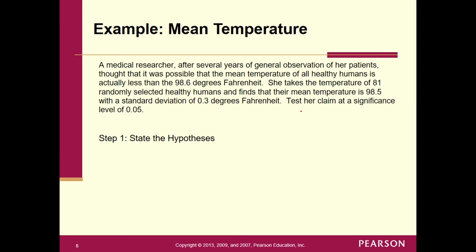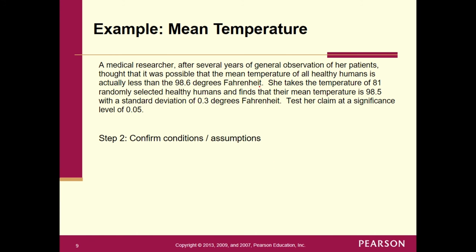Okay, so step one, state the hypotheses. And so here, H sub A is what? Mu is less than 98.6, right? Because that's what she really wanted to test. That's right there, okay? And then the null hypothesis, mu is equal to 98.6. That means mu sub 0 is 98.6.